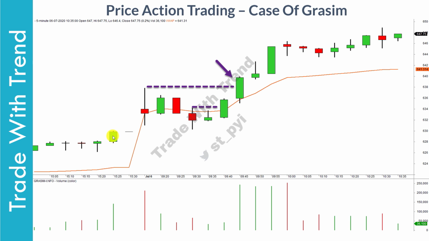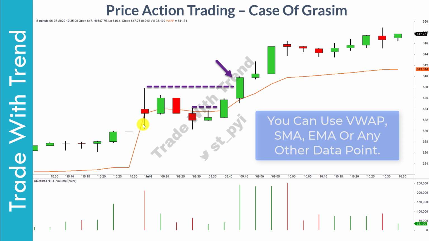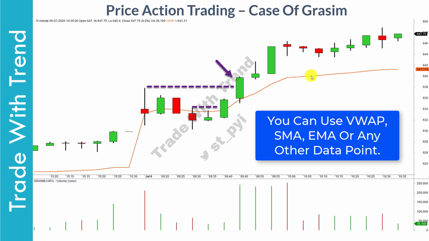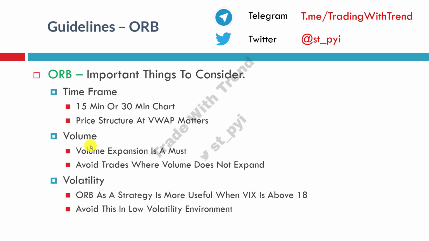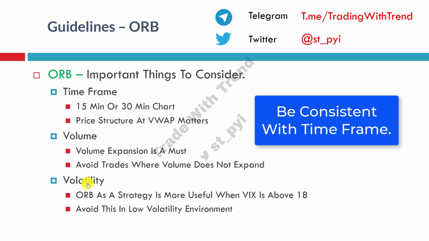Now every trader has his own set of tools to measure the overall trend bias and the overall price structure. For me it is VWAP indicator, but for you it can be some moving average or some other indicator. So let me just quickly summarize the opening range breakout guidelines. After these guidelines are over, I will then play out the Reliance Industries live module. So there are three main important things to consider: time frame, volume and volatility.